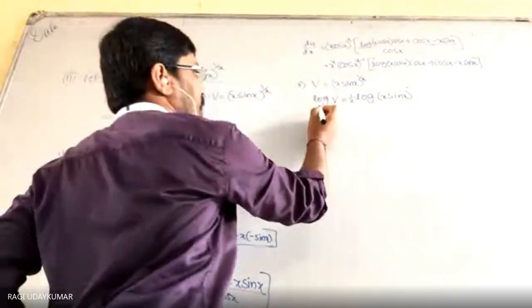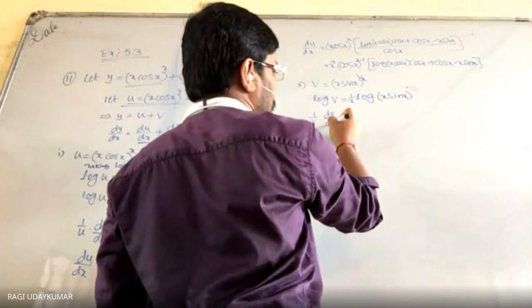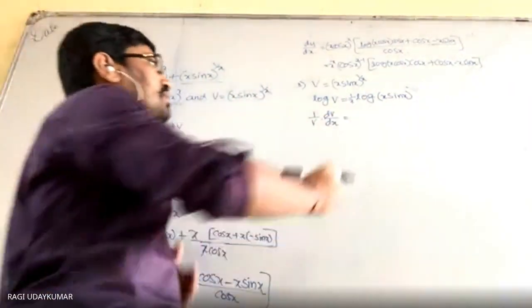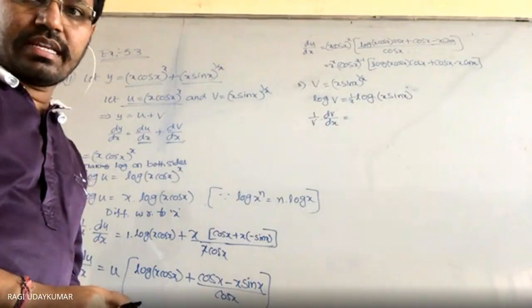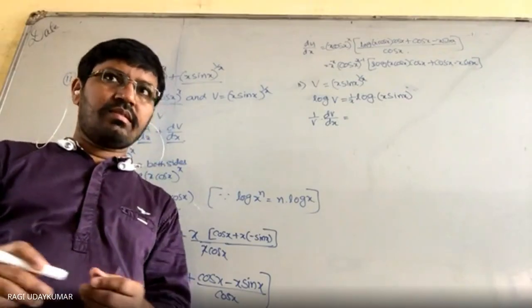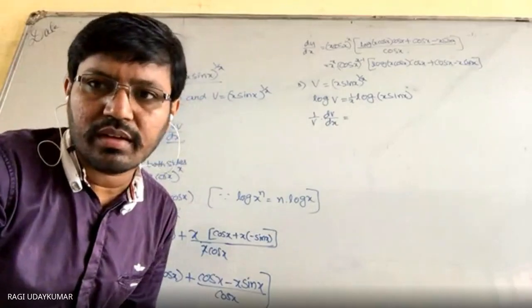Now here, 1 by v dv by dx is equal to the differentiation of the... differentiating with respect to x on both sides. Yes, any doubt? Is there any doubt?